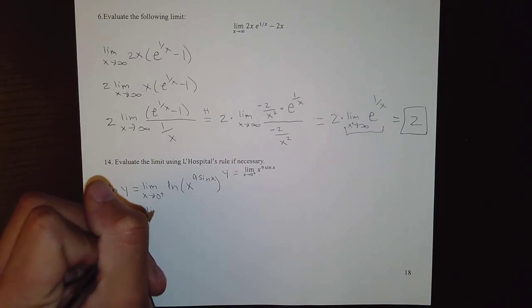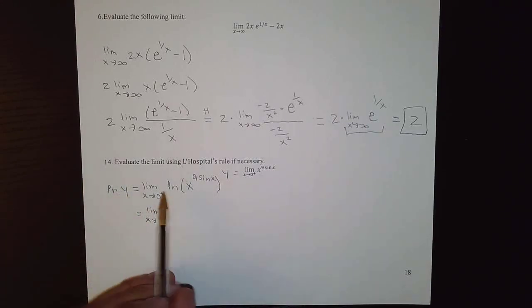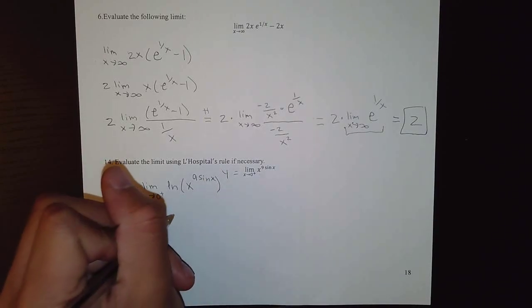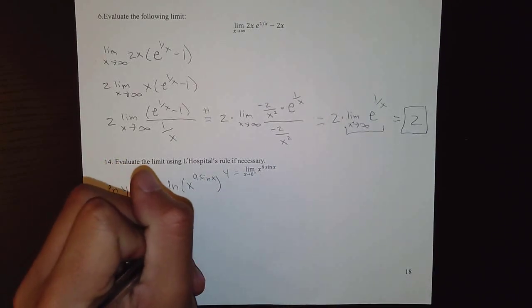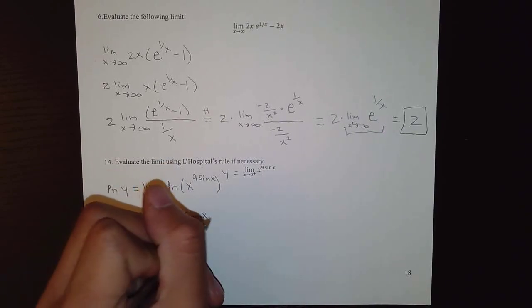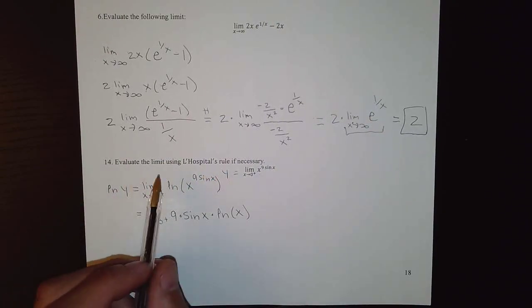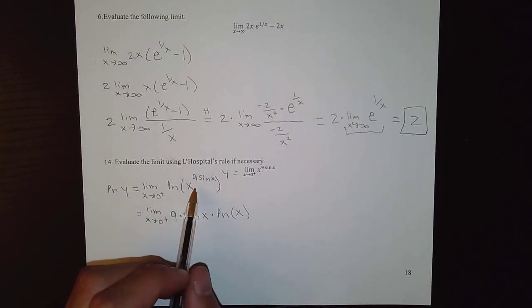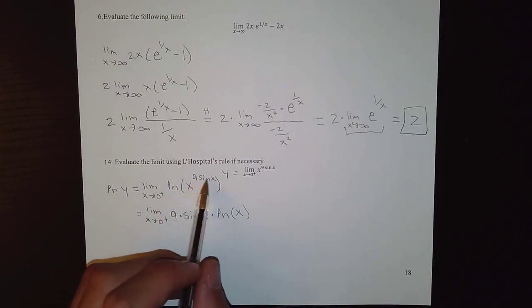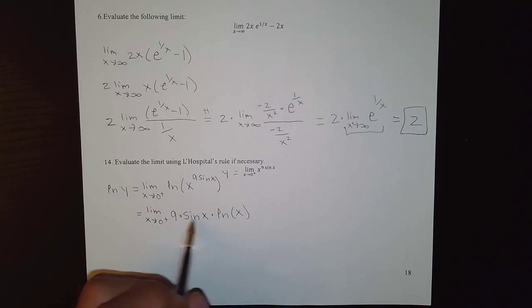Well, this is the same as 9 times sine of x times the natural log of x, because there's a rule that says when we have the natural log of some number to some power, we can bring that power out as a multiplier.